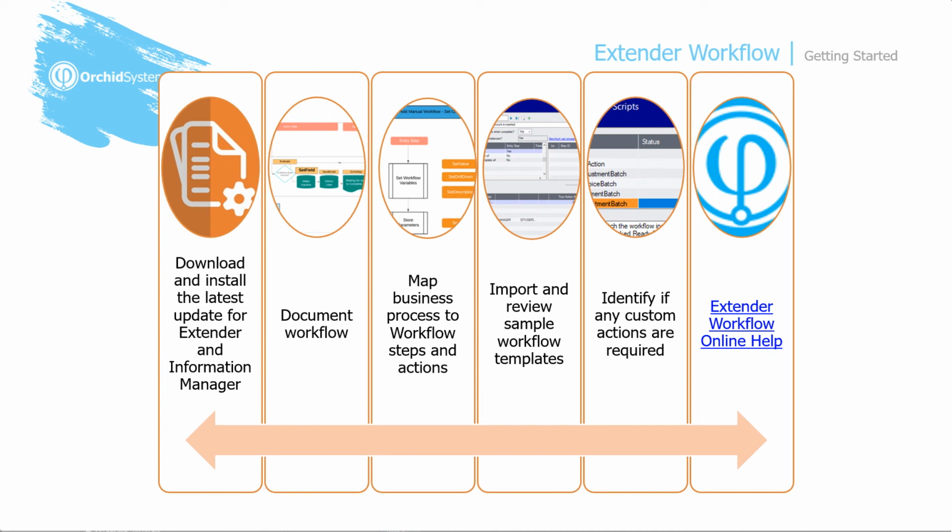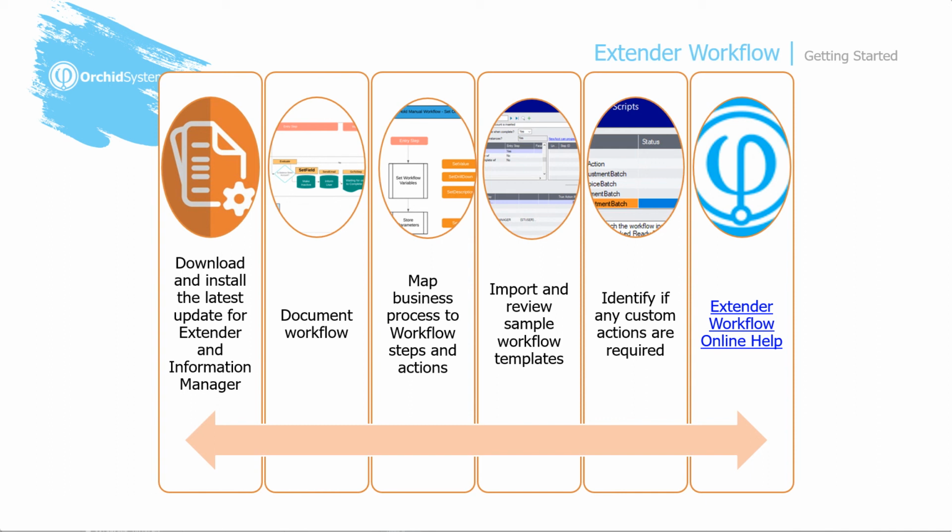To get started, we suggest you download and install the latest update for Extender and Information Manager. Document your business process and then map that process to the workflow steps and actions. You can then review the sample workflow templates and amend them to fit your business process. And then at that point, you'll be able to identify if any custom actions are required. If any custom actions are required, then you will need to use Extender Customizer or Developer Edition.